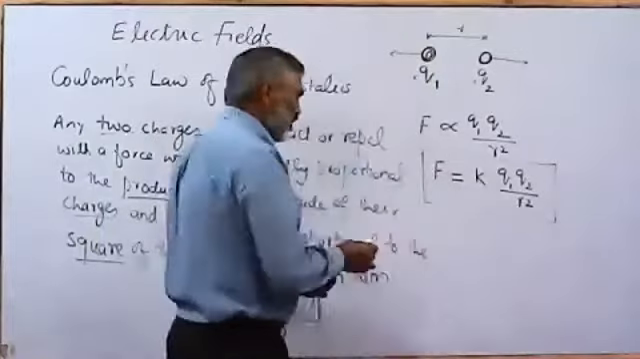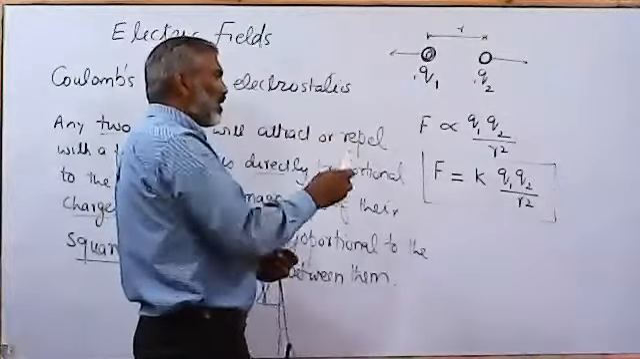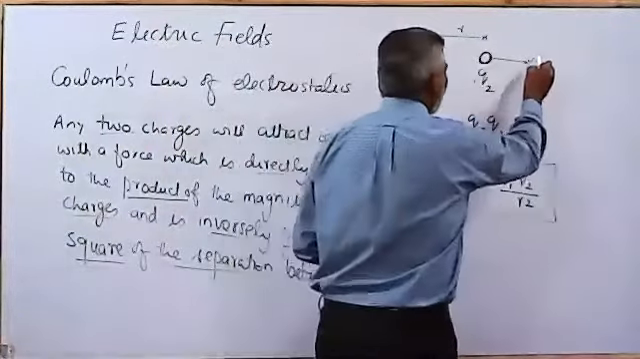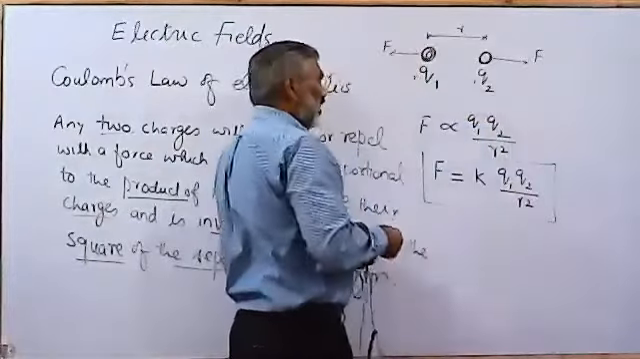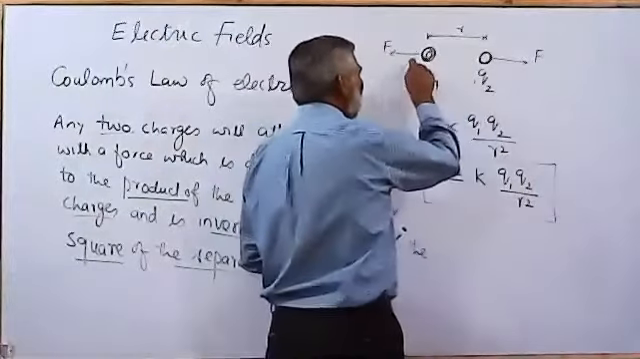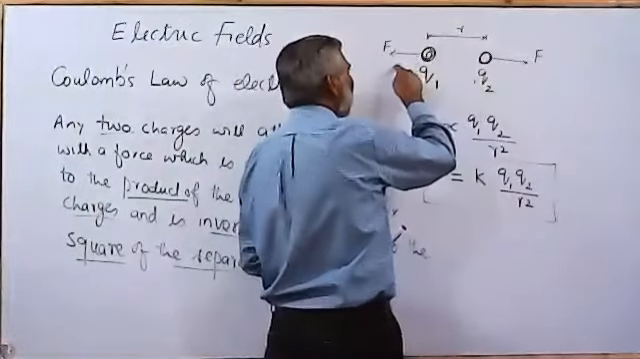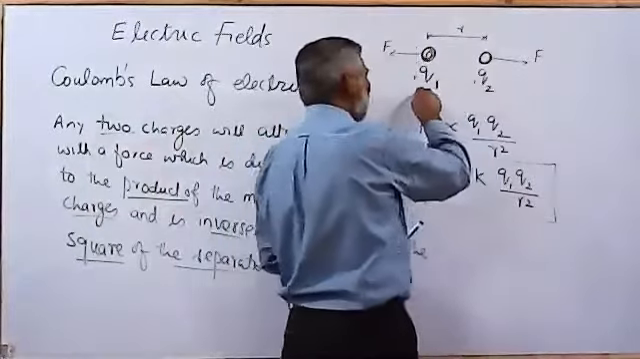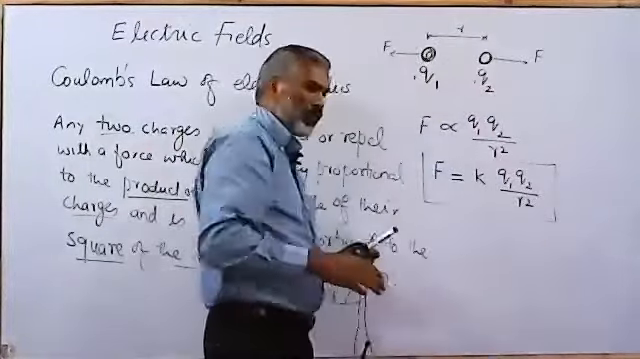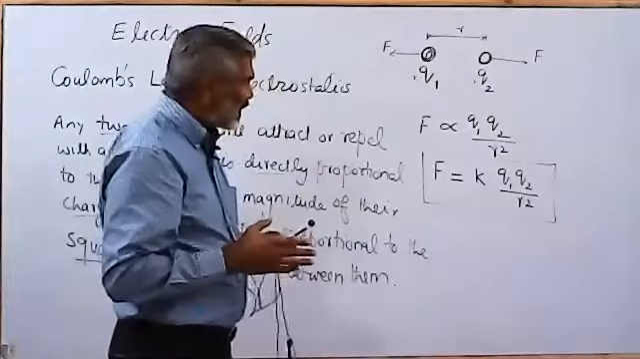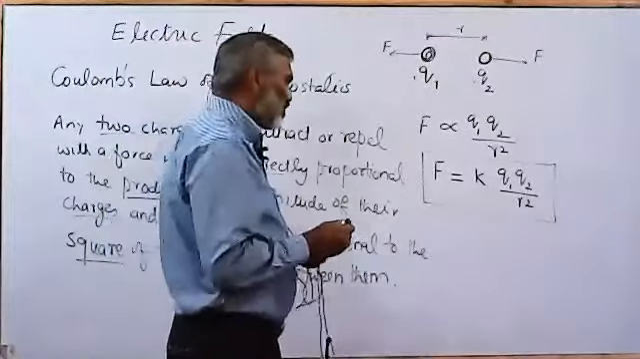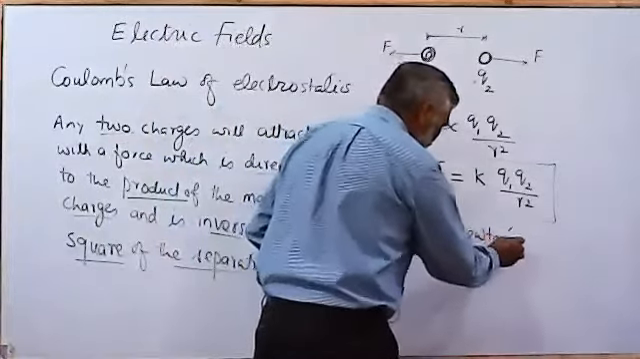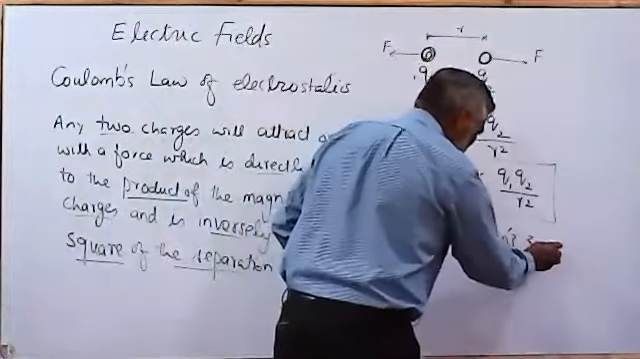So force which one charge is exerting on the other is now this force and this force. If this is the force that this charge is exerting on it, and this force is the one exerted by this charge on this, they are equal and opposite forces. Irrespective of the magnitudes of the two, this means Newton's third law is also at work. Newton's third law.